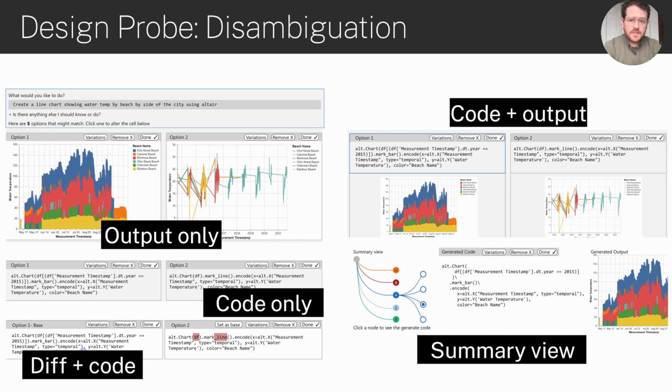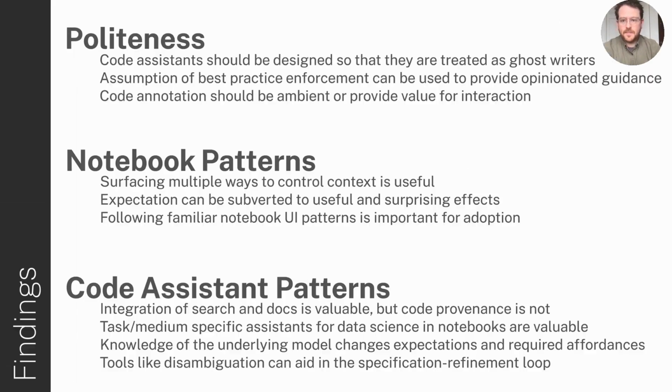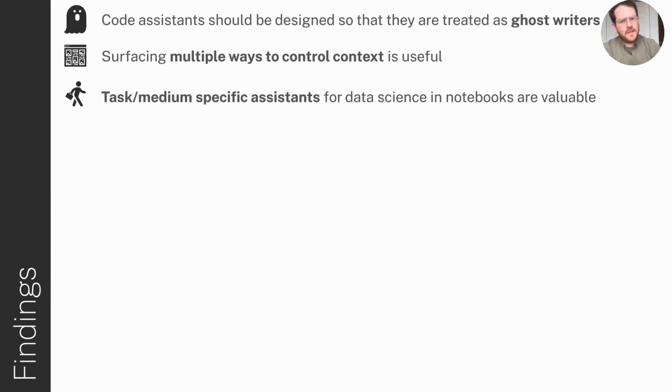The particularities of these designs are interesting, but our conversation with the data scientists used these and other designs as a jumping-off point to talk about more complicated topics and ideas. So, what did we find in those conversations? Well, in short, we found a lot of interesting things. These ranged across patterns related to politeness, or how the system respects the user's agency, patterns related to notebook-based assistants, as well as some findings about just code assistants more generally. But for today, I just want to highlight a handful of these.